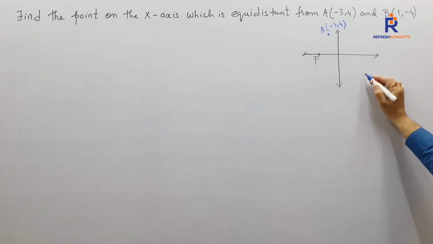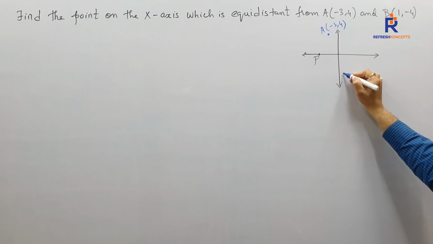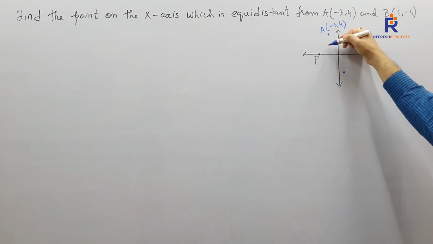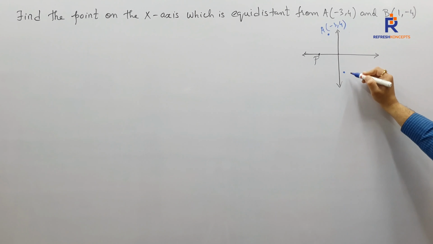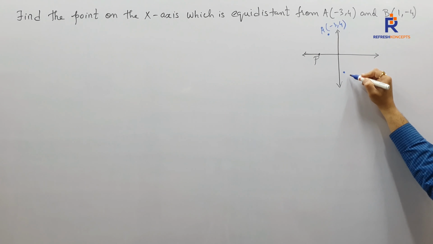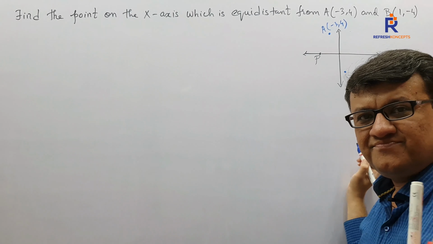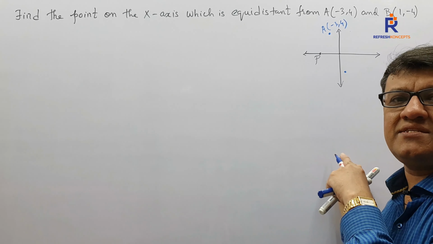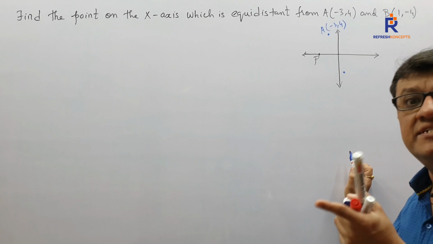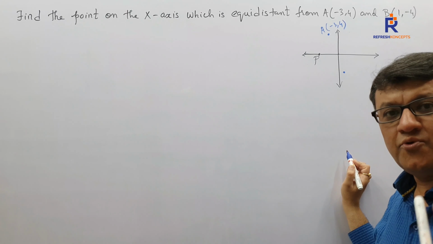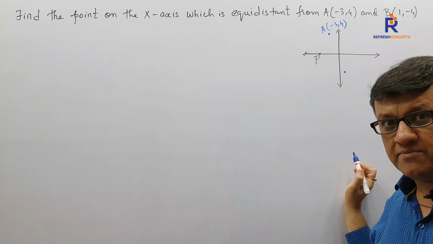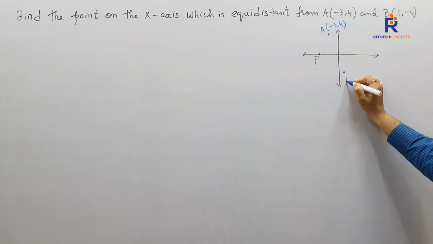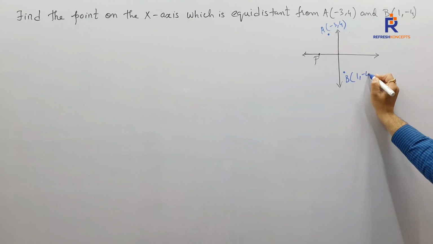And B(1, -4), say somewhere here. A(-3, 4) lies in the second quadrant. (1, -4) lies in the fourth quadrant. Right? Again, children, I would like to tell you it is not that material to draw the points exactly in the quadrant. It's immaterial. It is only to make you understand conceptually what the sum could be. So this is my point B, (1, -4).